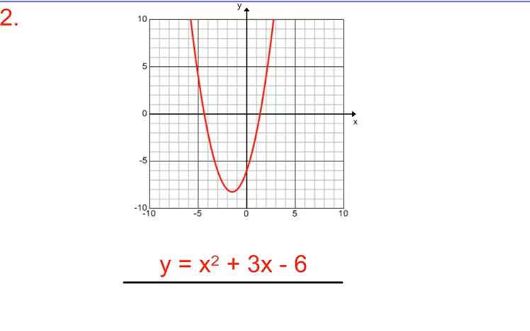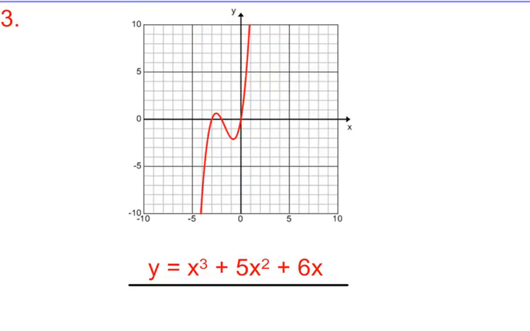There's my example of a quadratic. You can plug in any one you like. I just picked a random one and graphed it. You might want to graph one that's even easier and use your calculator for that. There's my cubic.